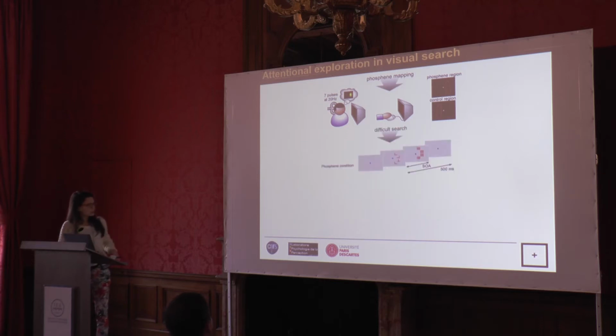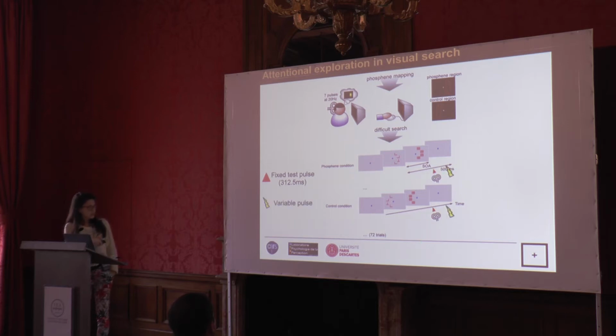So then we did a difficult search. We presented the same type of search array, like finding a T among L's, in the phosphene region or in the control symmetric region randomly. And then we presented, as I mentioned earlier, a fixed pulse at that delay that we found in the previous experiment, and a second pulse at varying delay around the first one. And every couple of blocks, we came back to the phosphene mapping in order to ensure that the coil was still in place because the participant didn't move. And we recorded EEG as well, and I will explain why in a second.